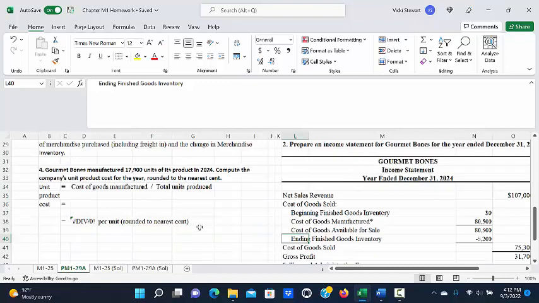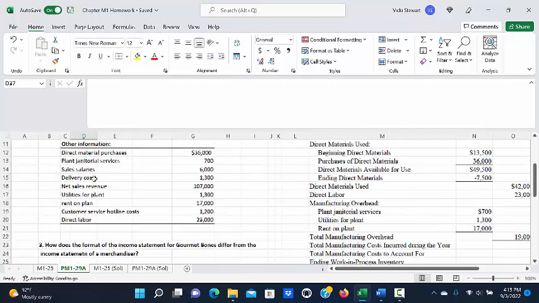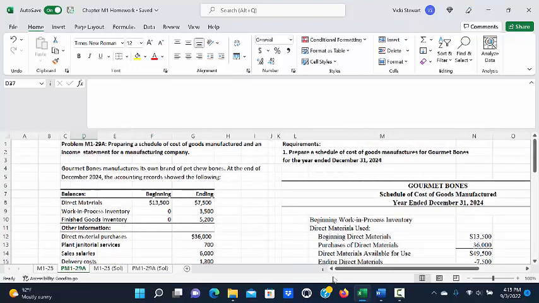And then in Part 4 it states Gourmet Bones manufactured 17,900 units of its product in 2024, and it asks us to compute the company's unit product cost for the year rounded to the nearest cent. So to calculate the cost of the individual units, we take the total cost of goods manufactured, which was $80,500, and we would divide that by the number of units produced, which was 17,900, and that gives us $4.50 per unit for Gourmet Bones for 2024. And that is the conclusion of the demonstration for problem M129A.